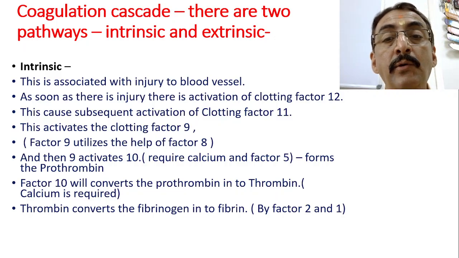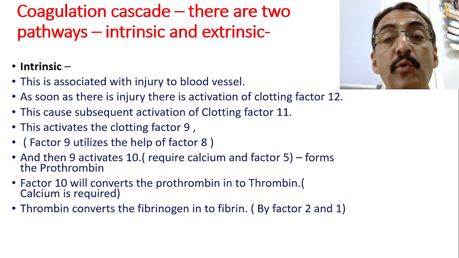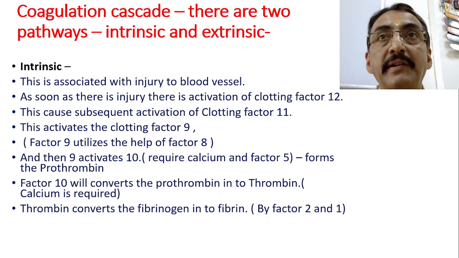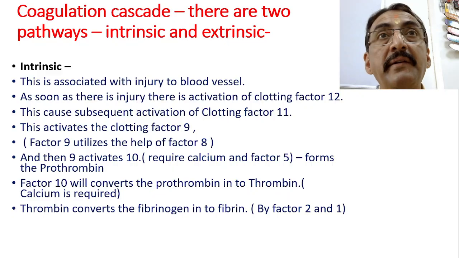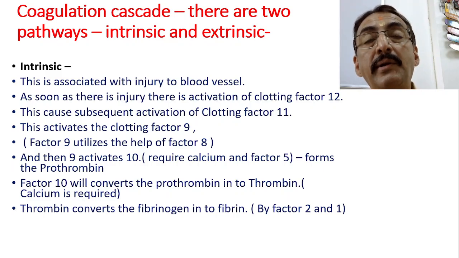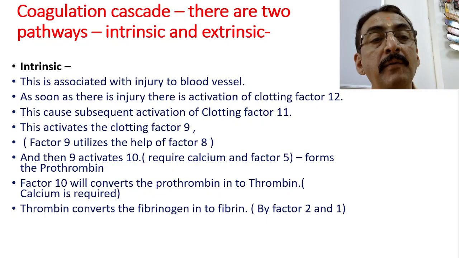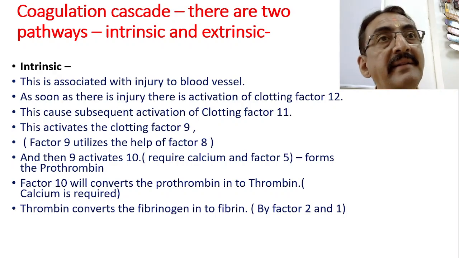But to activate this conversion of prothrombin into thrombin, we need the help of all these clotting factors. Factor number 12 activates factor number 11, 11 activates factor number 9, 9 activates 8, and 8 requires a stabilizing factor. Factor 9 further activates factor number 10, and once factor number 10 is activated, it will convert the prothrombin into thrombin. Thrombin converts this fibrinogen into fibrin. This is the intrinsic pathway.